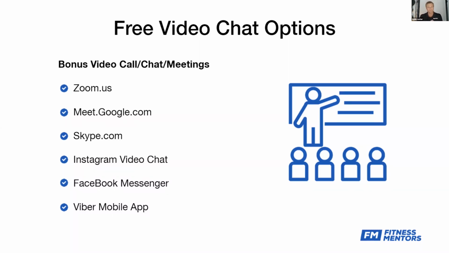It's so important. And then also you have Facebook Messenger. With any Facebook person that you're friends with, you can instantly open them, go to Messenger, and hit a video call button. Super great. Viber as well is a mobile app that a lot of people use for international messaging and calling, all through the internet. Amazing.